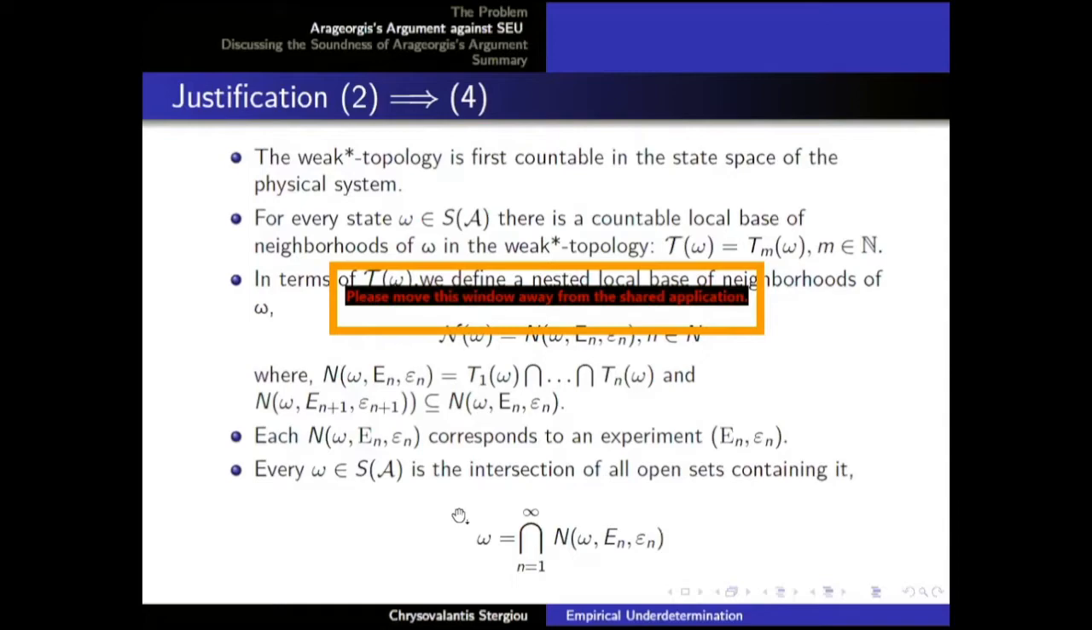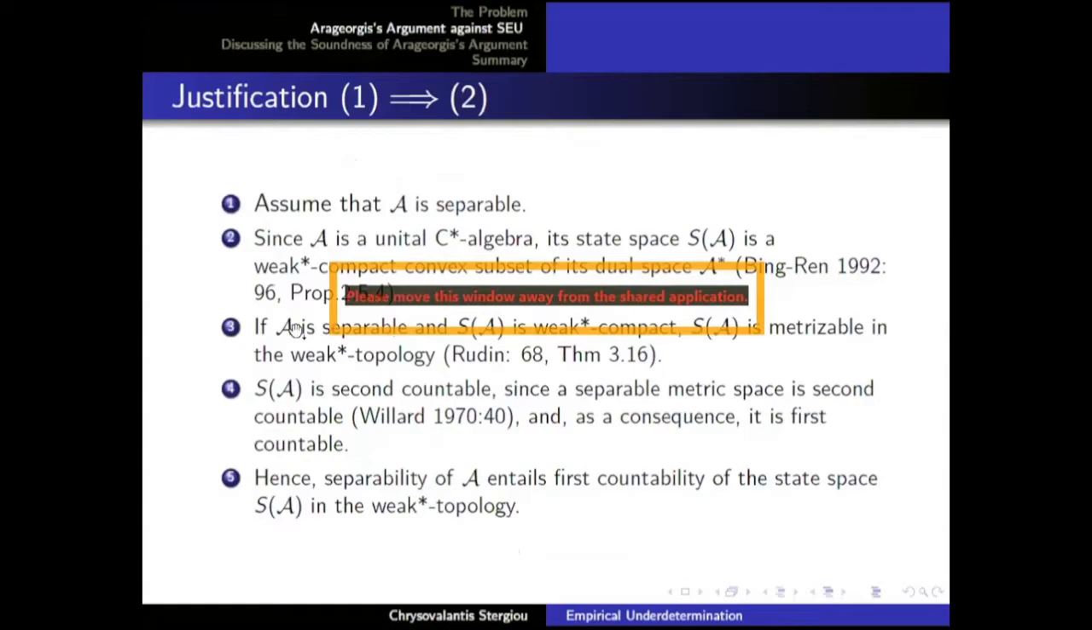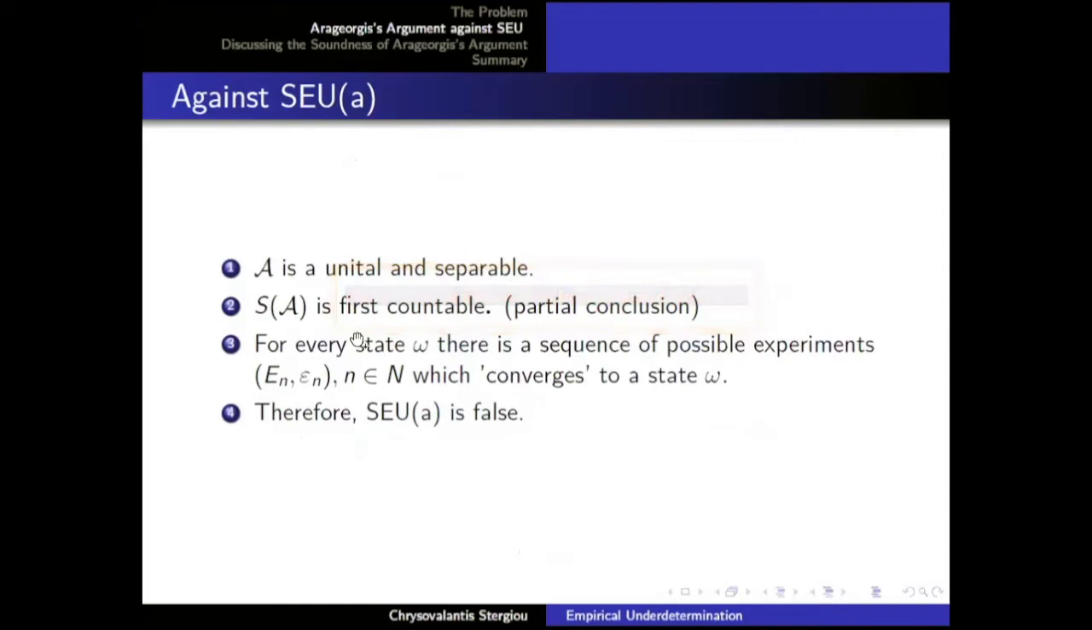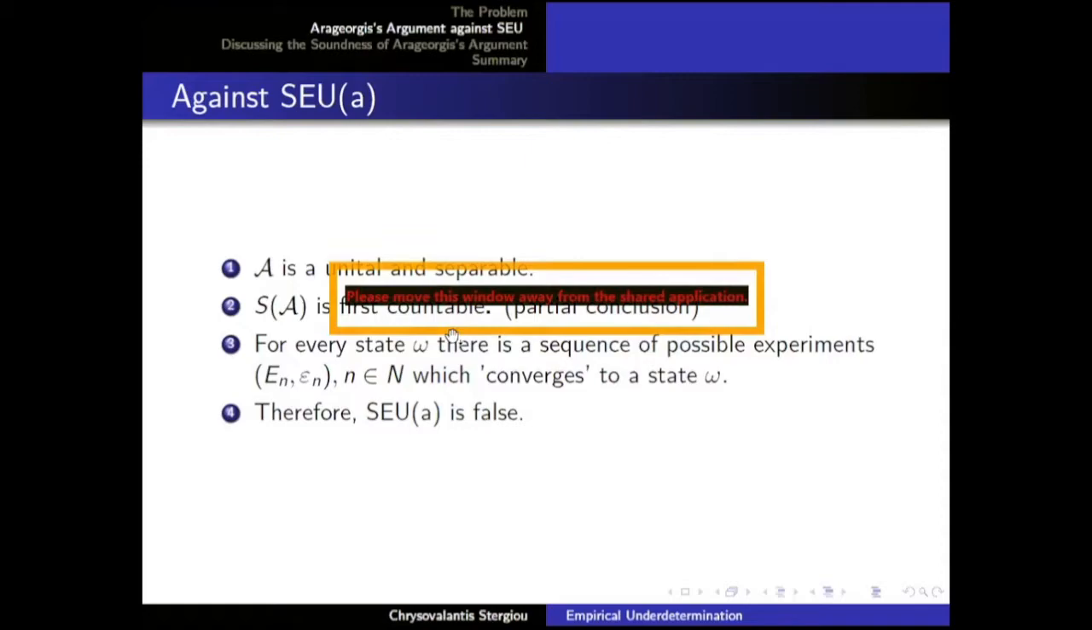So, let me return to the slide with the outline of the argument. If we start with the assumption that A is unital and separable, we can justify the claim that the strong empirical underdetermination thesis is false. Good. Can we find unital algebras of observables? We can find them. But separable ones? What's going on there?